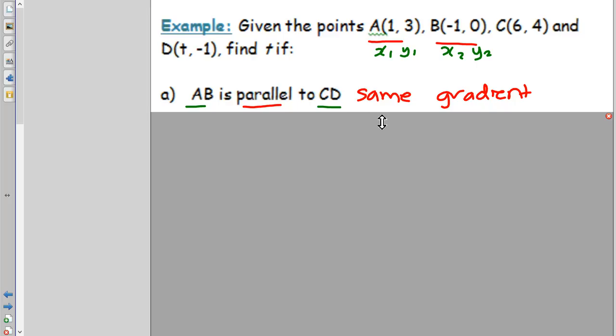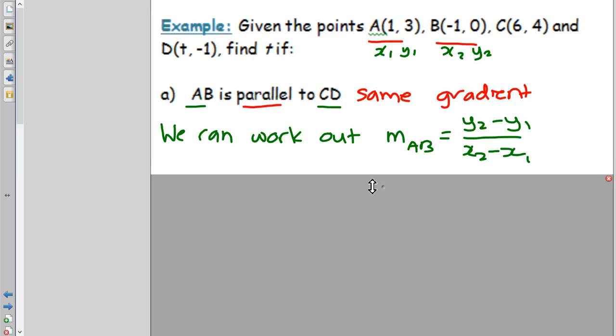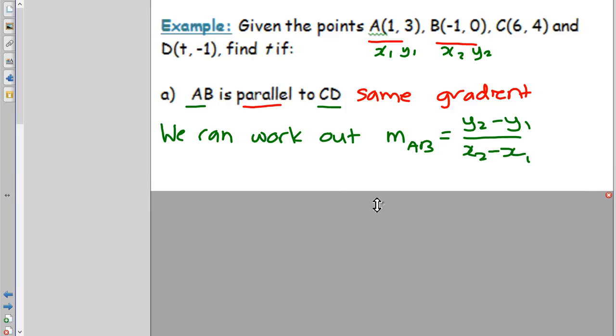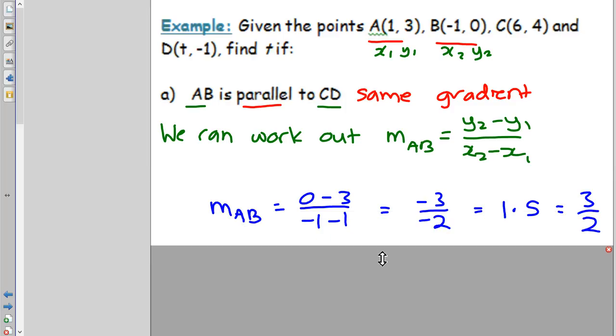So what is the gradient formula again? That's right, it's m equals, well, m of AB this time, use lowercase m for gradient. The gradient of AB is y2 minus y1 over x2 minus x1. So let's plug those numbers into the formula and work out what the gradient is.